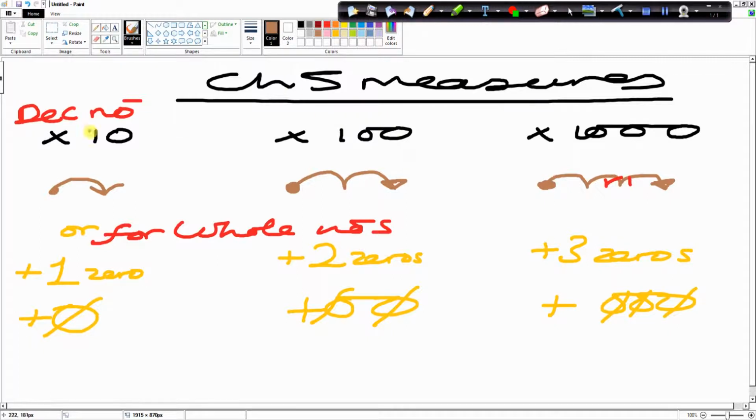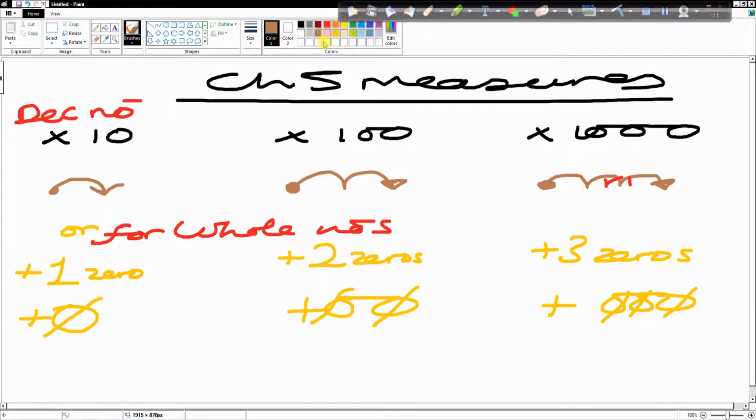Chapter 5, measures. When we multiply decimal numbers by 10, we move the decimal point one place to the right. When we multiply a decimal number by 100, we move it 2 places to the right. And when we multiply by 1000, we move it 3 places to the right. Okay.